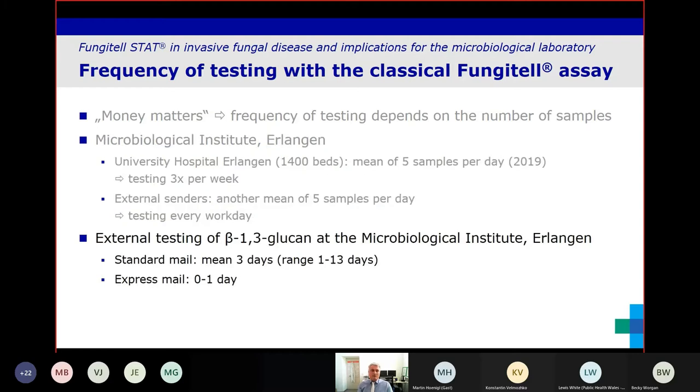So you can send us your samples, but this also comes with a disadvantage, because our standard mail in Germany delivers the serum samples within a mean of 3 days. But as you can see here, some are quite long on their way to us. And that's also a problem. So it would be better to have a system to measure BDG in every lab.